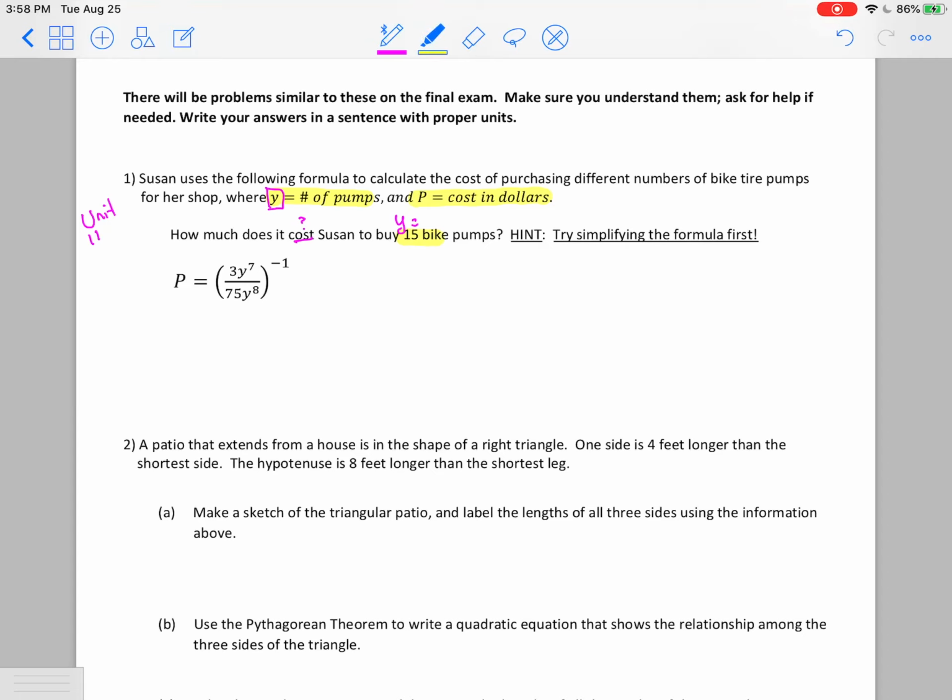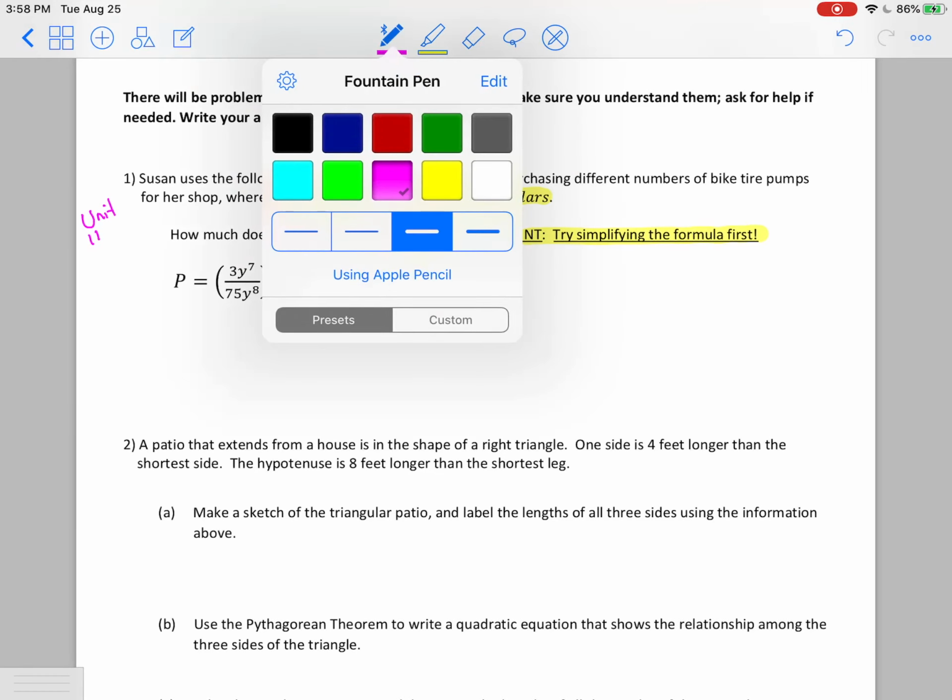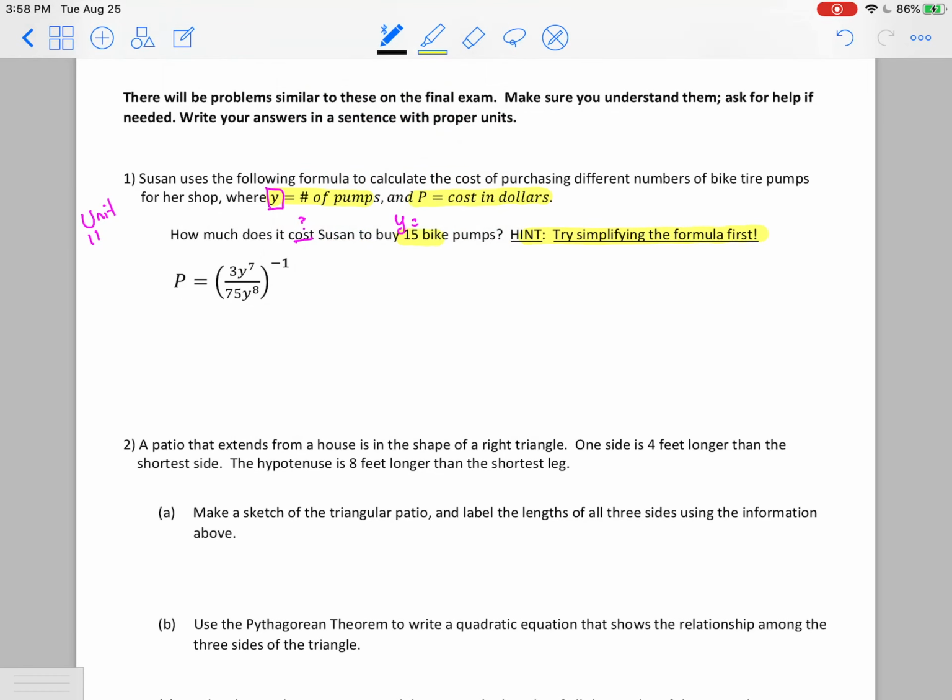All right, so I want to point out this hint right here. Please pay close attention to that. Whenever you can simplify inside of a parenthesis first before applying your exponent rules, you're going to save yourself a lot of time and energy. All right, so let's do that. Let's take a look here. For one, I want to notice that we have a negative exponent.